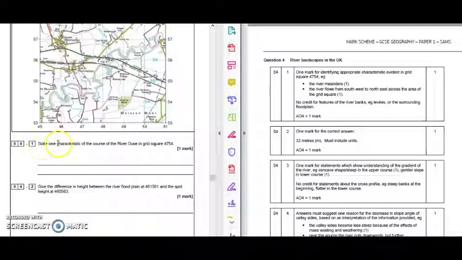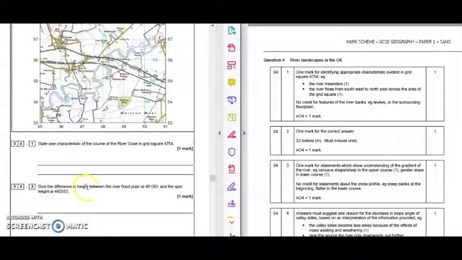4.1. State one characteristic of the course of the River Ouse in grid square 4754. So 4754, which is this grid square here, you've got to give me something about the actual river. So you could say at this point, the river, you can see it's sort of snaking around. Hopefully you can realise that these are called meanders. So you could say there are lots of meanders.